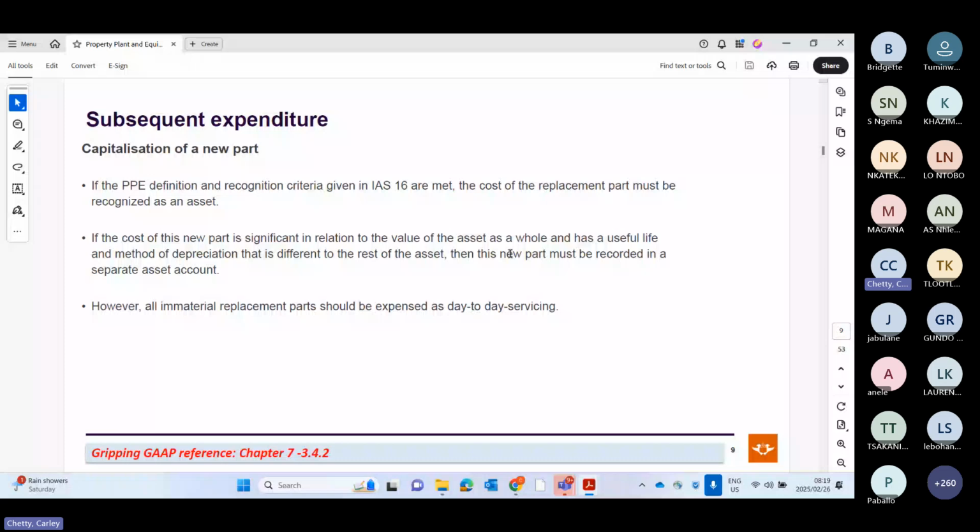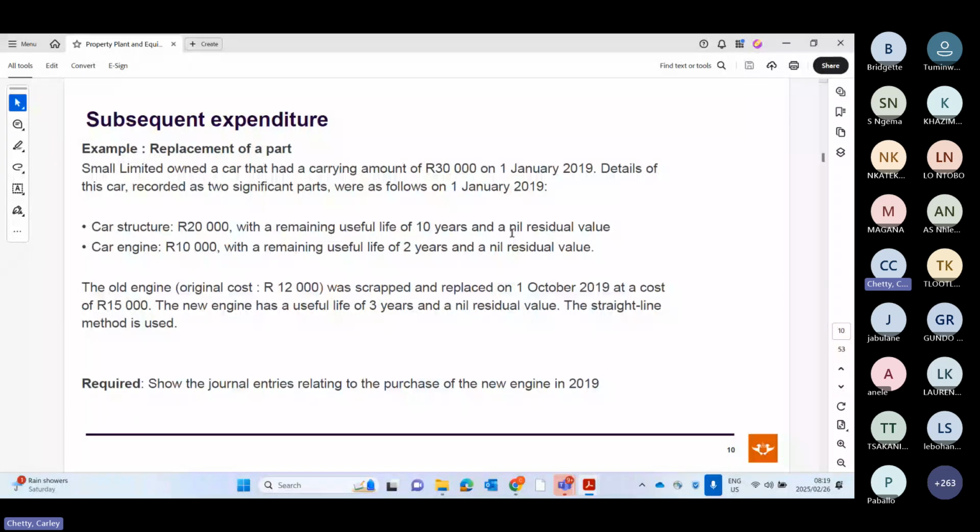So let's have a look at an example on the 10th slide. Here we have an example of Small Limited. They owned a car that had a carrying amount of 30,000 on 1 January 2019. Details of this car recorded as two significant parts were as follows on 1 January 2019. Car structure, which is 20,000, had a remaining useful life of 10 years and a nil residual value. Then we have car engine, which is 10,000 Rand. This had a remaining useful life of 2 years and a nil residual value.